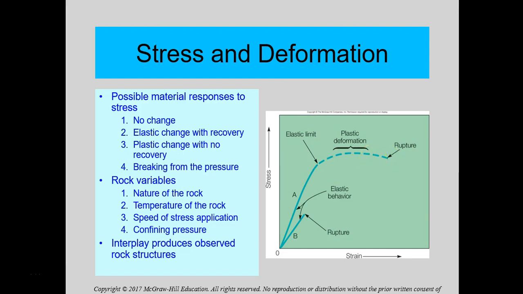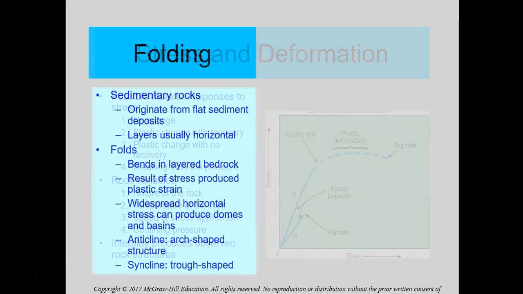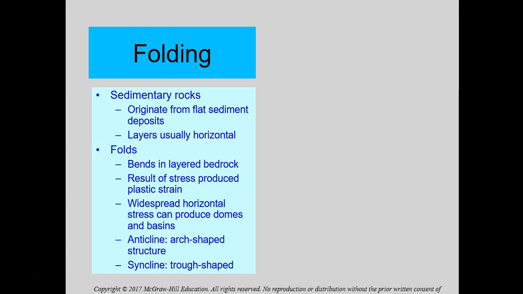The rock formations that we see on the Earth occur because of an interplay between all of these different occurrences of stress and strain on the lithosphere and the crust of the Earth. So sedimentary rocks form from layers of sediment that pile up over time. These are formed from flat sedimentary deposits, and the layers are usually horizontal because they just pile up over time.